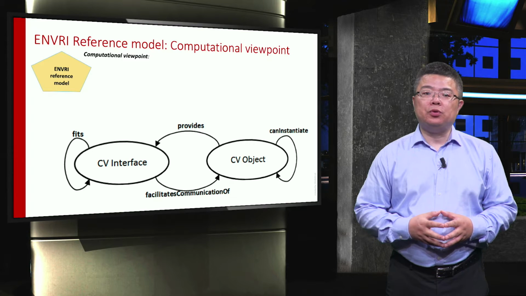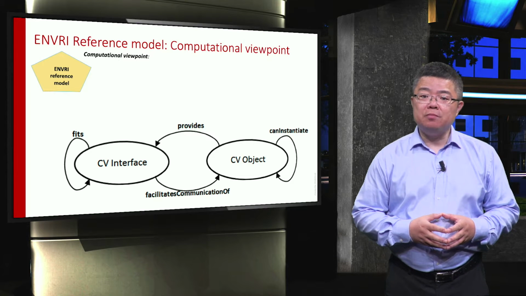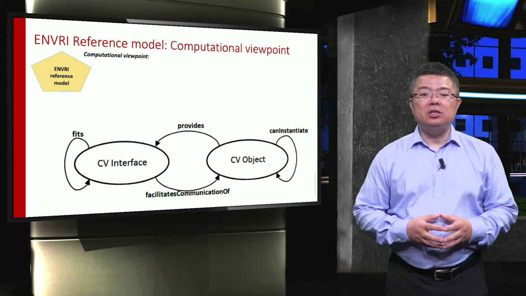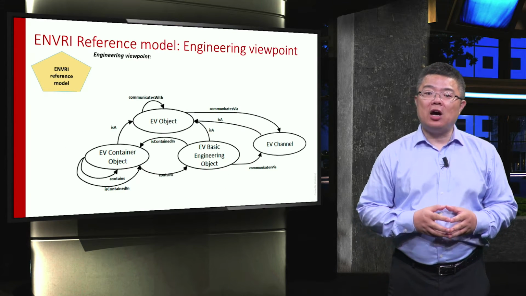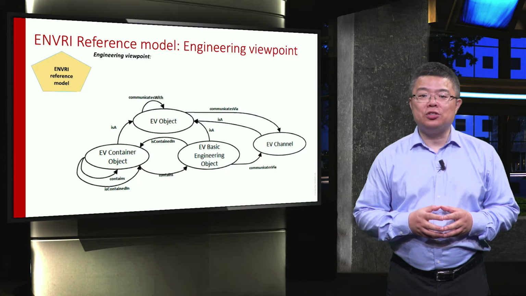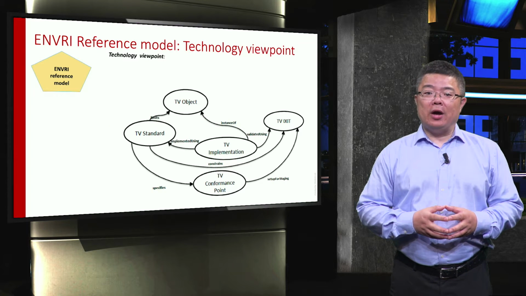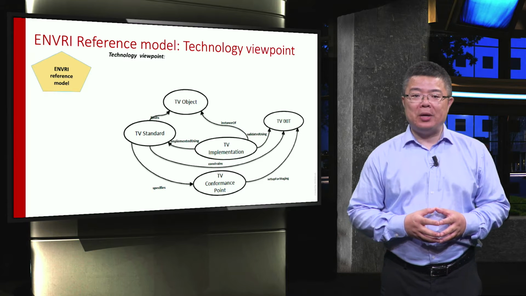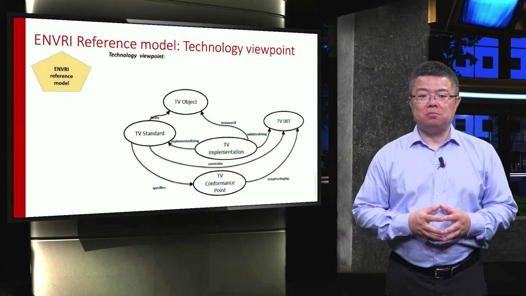The computational viewpoint defines the research infrastructure components that provide computational and data services, both internally and to users. And it defines the operations that can be invoked using those services. The engineering viewpoint defines how the function of a research infrastructure can be decomposed and integrated, while the technology viewpoint identifies the technologies and the standards used to implement a research infrastructure's functional components and services.